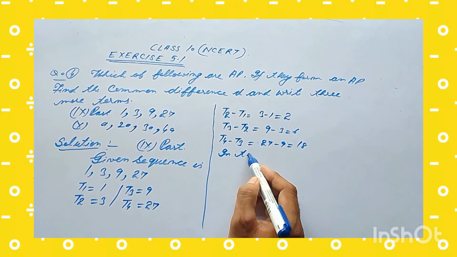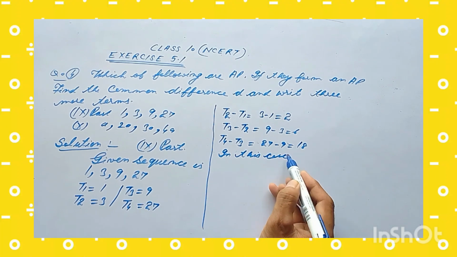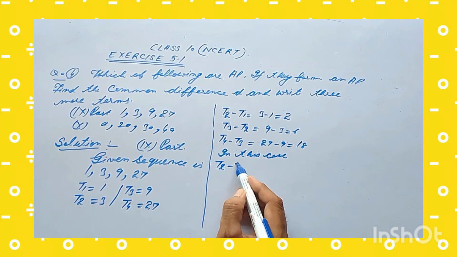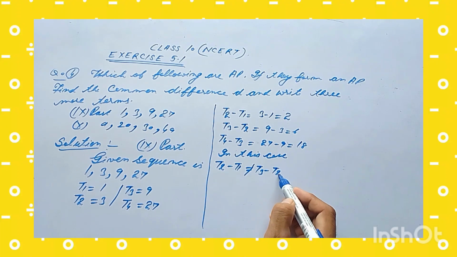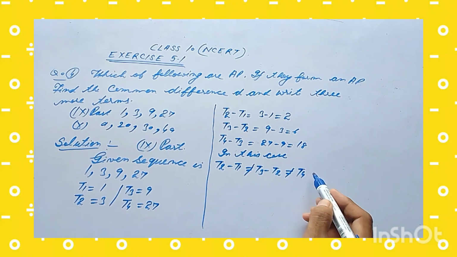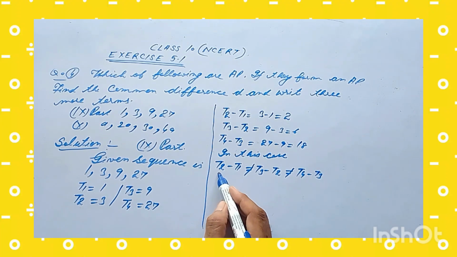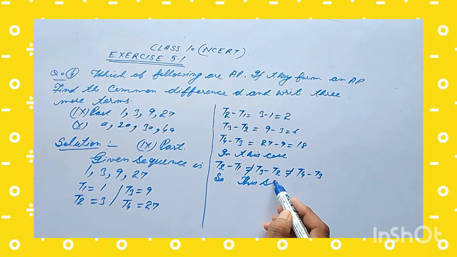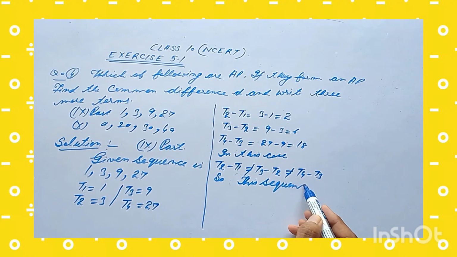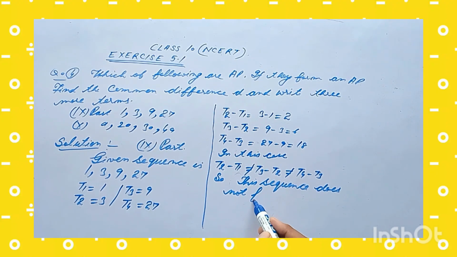In this case, T2 minus T1 not equal to T3 minus T2 not equal to T4 minus T3. So this sequence does not form the AP.